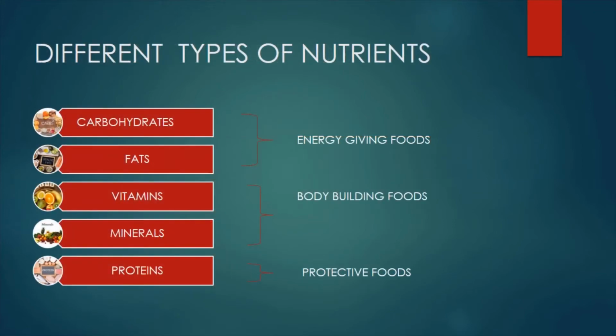Different types of nutrition. Nutrition has 5 different types. They are carbohydrates, proteins, vitamins, minerals and fats. Here, carbohydrates and fats are called energy-giving foods. They provide us with the energy necessary for our body to do work. Whereas vitamins and minerals are called protective foods. They help our body to fight against various kinds of disease. And finally, proteins. Proteins are called bodybuilding foods and essential for muscle growth.